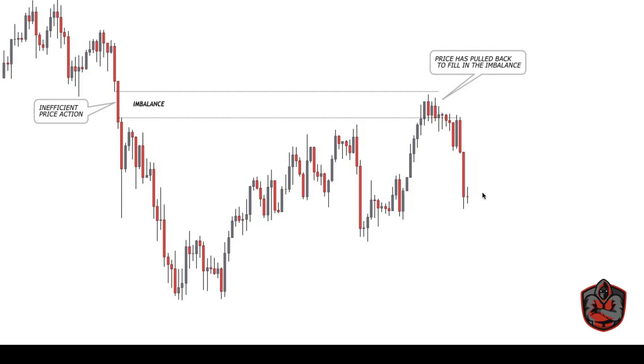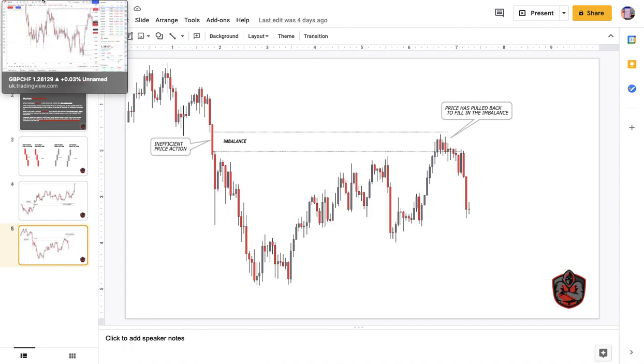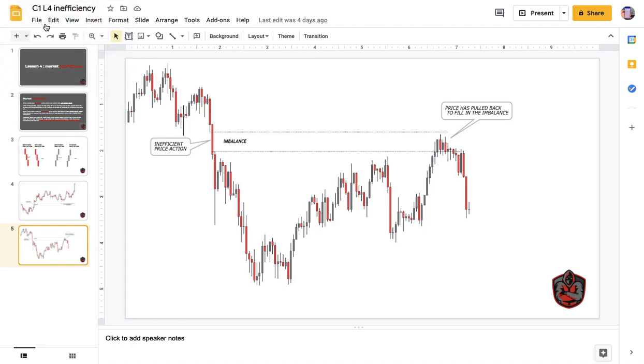So efficiency is quite straightforward. There's not much to it. It's simply when the wicks don't meet and there's a gap created. This therefore represents that there's a lot of buying, in this case, a lot of selling pressure. So when price wants to pull back, it will fill in any imbalances. Right? I hope that makes sense, and I'm going to quickly show you guys an example before I move over to lesson 5 because this is fairly straightforward.